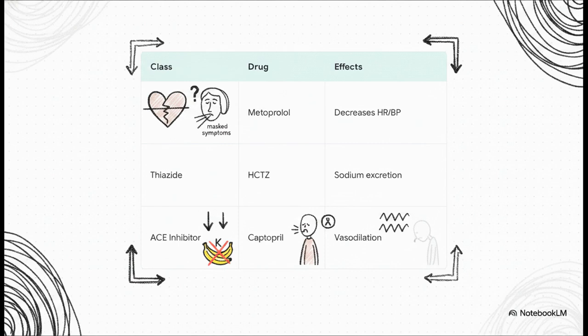Compare that against hydrochlorothiazide, which causes dangerous potassium loss, leading to cardiac arrhythmias. And then contrast both of those with captopril, an ACE inhibitor, which is notorious for causing dangerous first-dose hypotension and that persistent, dry, non-productive cough.